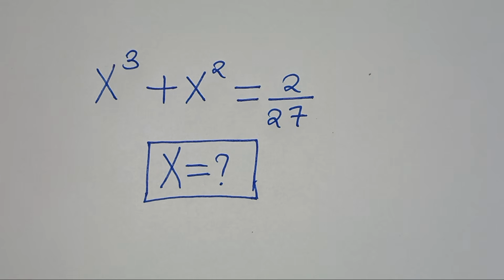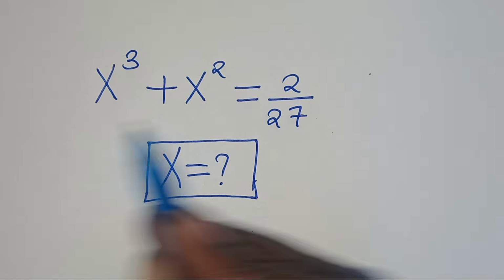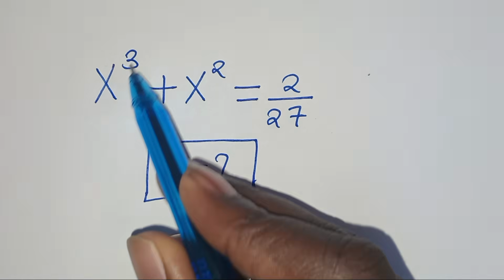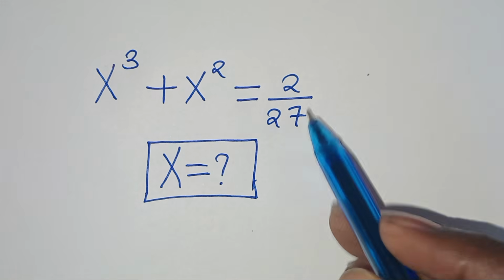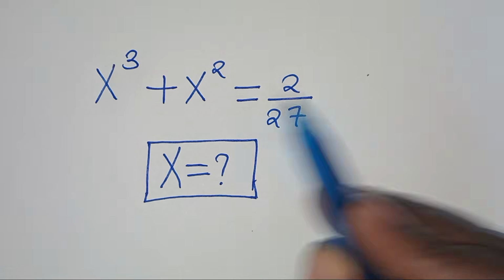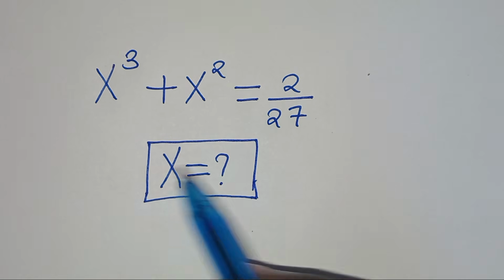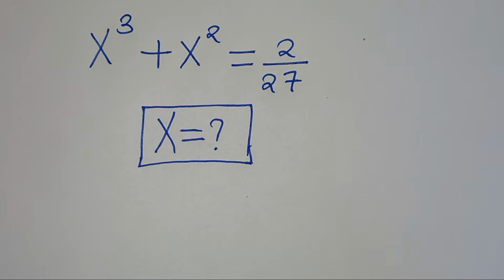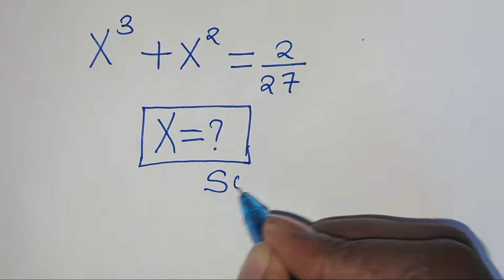Hello everyone, you're welcome to solve this nice algebra problem, which is x to the power of 3 plus x to the power of 2. This is equal to 2 over 27. So what are the values of x? Now let's provide a solution from here.